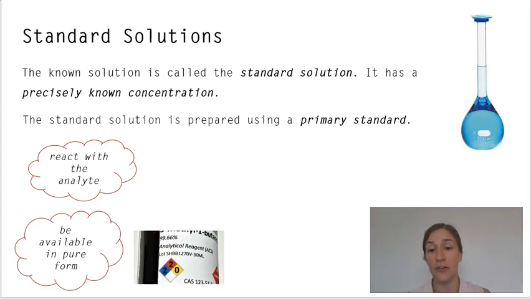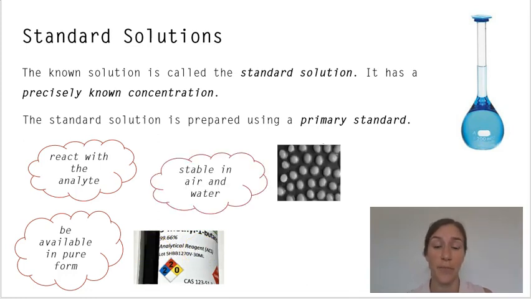The next thing is that it should be available in a reasonably pure form. This is because when you weigh it out, you don't want any of that mass to be impurities. You want it to be all of the primary standard. Now, if you look on the bottle or the container and it says analytical reagent, that means that it's one of the purest forms available. It should be stable both in air and water, so you can store it without it decomposing, and once you dissolve it in water, it's not going to break down.